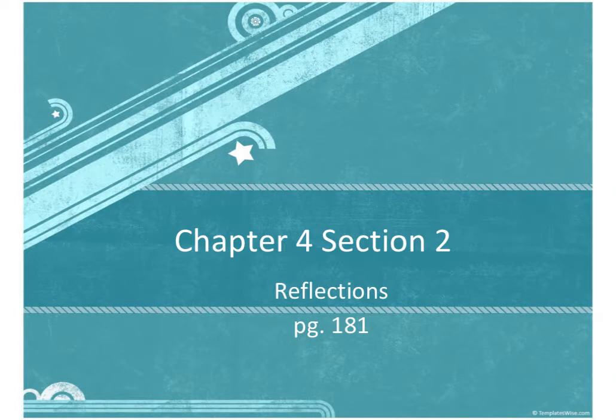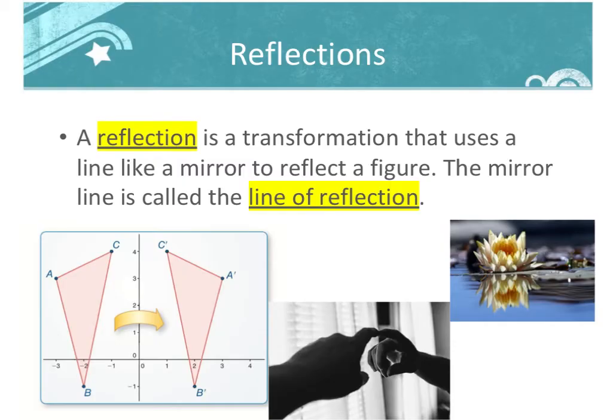This is chapter 4, section 2, reflections. It can be found on page 181. All right, so a reflection is a transformation that uses a line like a mirror to reflect a figure. The line is called the line of reflection.